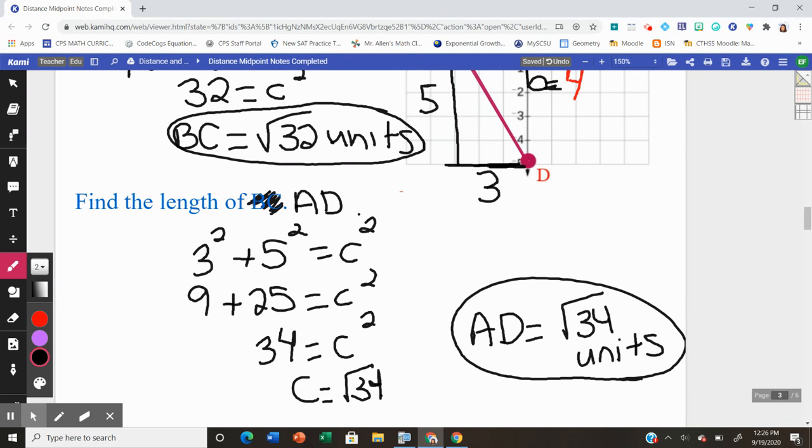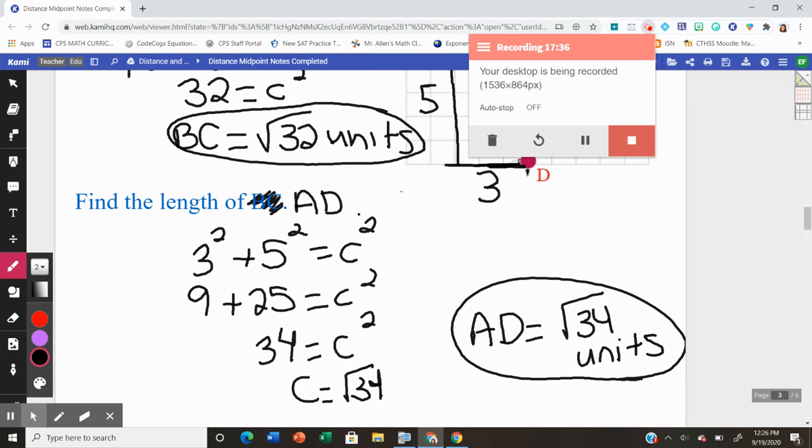Not too bad, right? So now you know 2 different ways, whether it's the distance formula or the Pythagorean theorem, to find the length of a segment on a coordinate plane. So make sure, if you're good with this video, that you go ahead and take a look at the next one, which is going to be how do you find the midpoint of a segment.